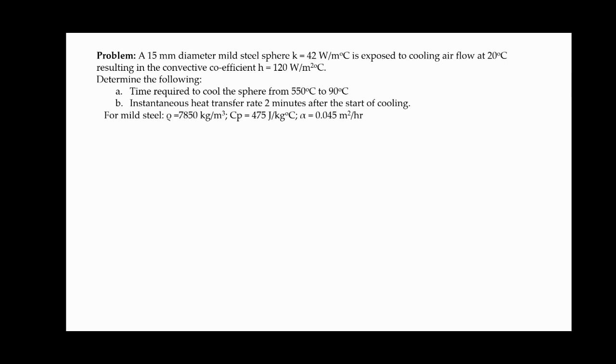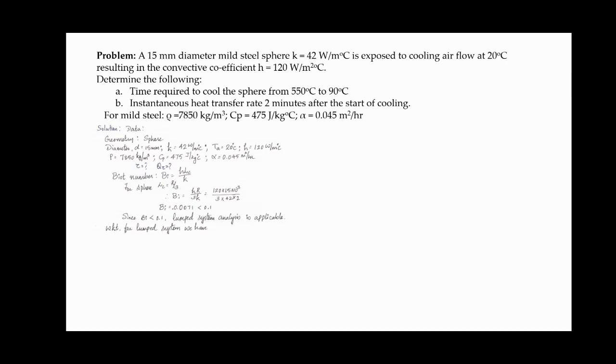Problem number 1. A 15 mm diameter mild steel sphere, K equals 45 watt per meter degree Celsius, is exposed to cooling airflow at 20 degrees Celsius, resulting in a convective coefficient of H equals 120 watt per meter square degree Celsius. Determine the following. A. Time required to cool the sphere from 550 degrees Celsius to 90 degrees Celsius. B. Instantaneous heat transfer rate 2 minutes after the start of cooling. For mild steel, rho equals 7850 kg per meter cube, Cp equals 475 joule per kg degree Celsius, and alpha equals 0.045 meter square per hour.